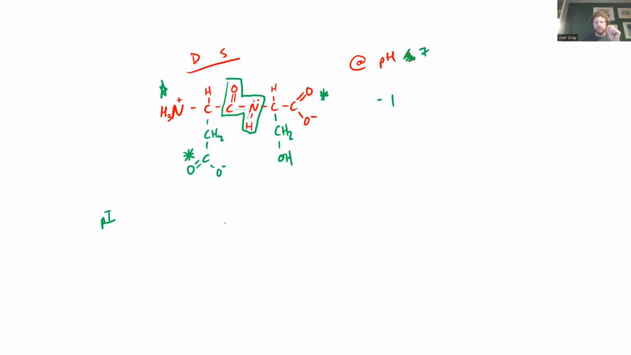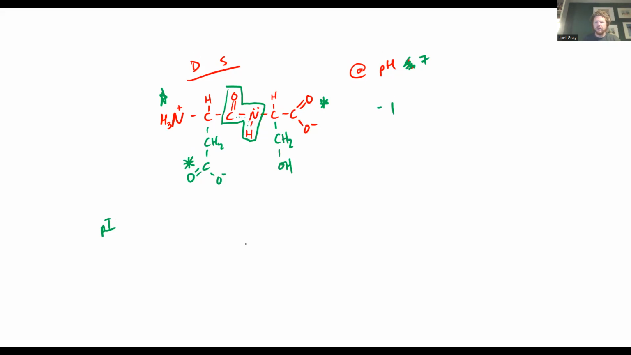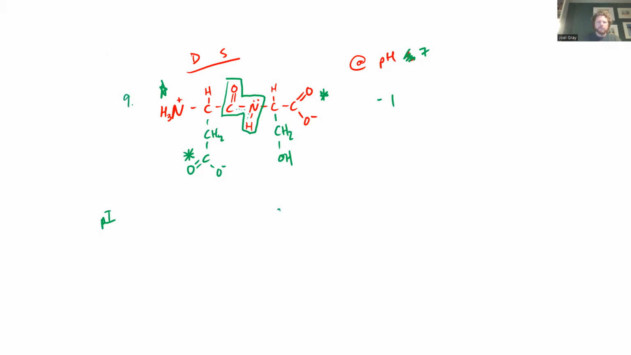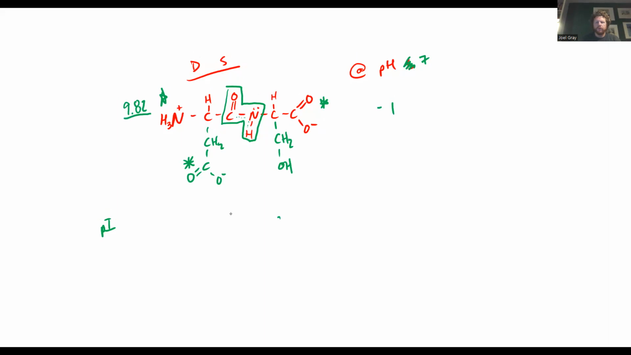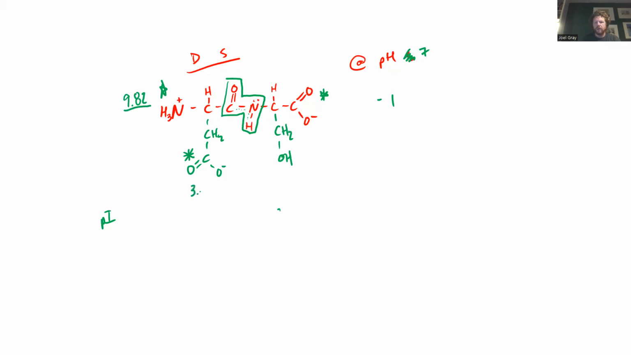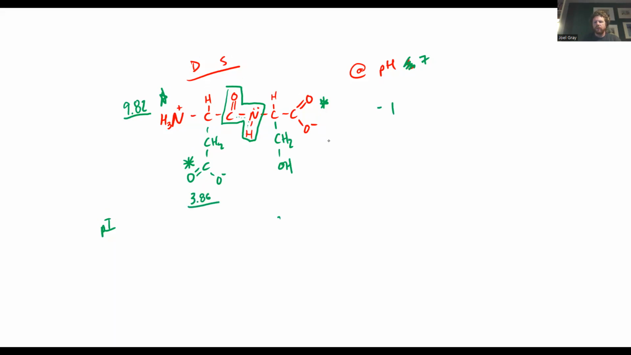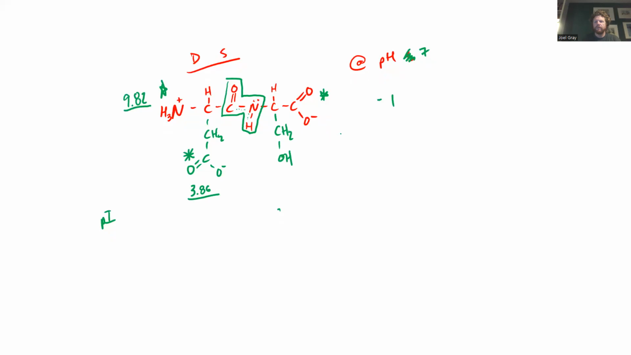So are we concerned with the N-termini of serine? We are not. For this peptide, we are only concerned with the N-termini for aspartic acid, which has a pKa of 9.82. We are also concerned with the R group for aspartic acid, which has a pKa of 3.86. And then finally, we are concerned with the C-termini of the serine, which is 2.21.